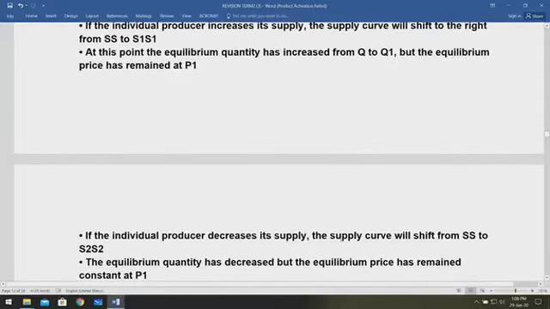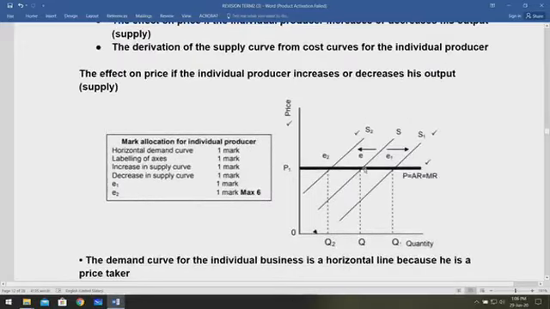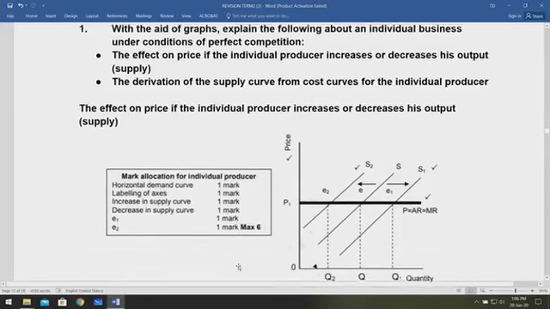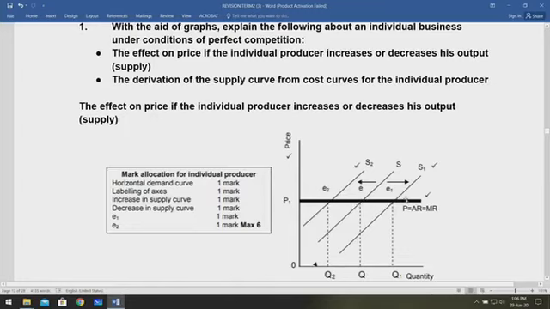Right, what if he decreases the supply? Then we see the supply curve moves from S to S2, and the quantity moves from Q to Q2. But has anything happened to the price? Nope, the price is still the same at P1. So to answer that first question, the effect on price if the individual producer increases or decreases his output, what can we see from this graph? That whether he shifts it to S1 or whether he shifts it to S2, the price still remains constant.